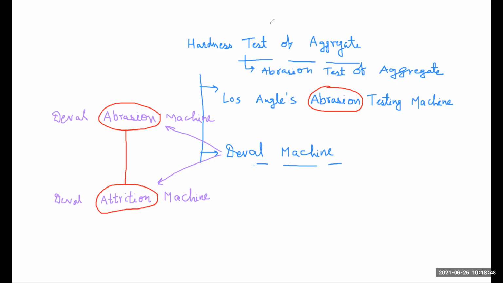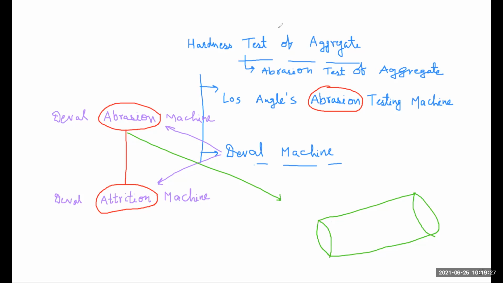So here if you see, we have many differences between abrasion and attrition. In this machine we perform the abrasion test, or hardness test of aggregate, by putting our aggregate in a cylindrical mold. This is a cylindrical mold which is fitted in this machine. In this cylindrical mold we put our aggregates. These are all our aggregates.